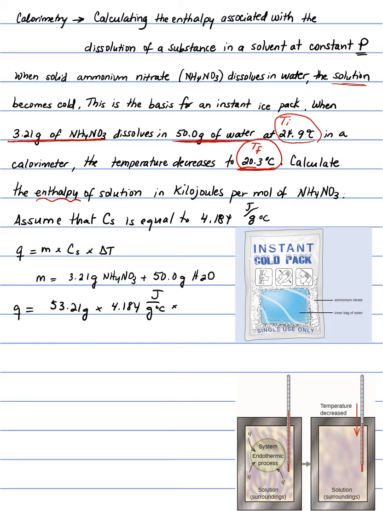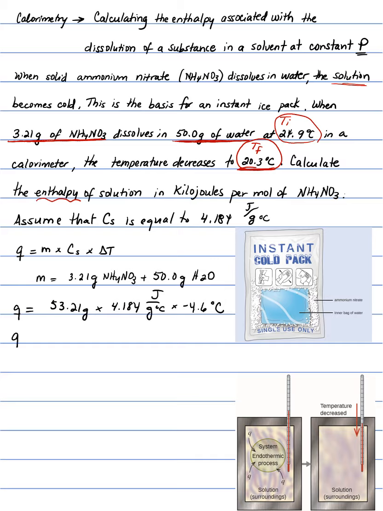So delta T: the final is 20.3 and the initial is 24.9. So that will give you a negative number, 20.3 minus 24.9, negative 4.6 Celsius.